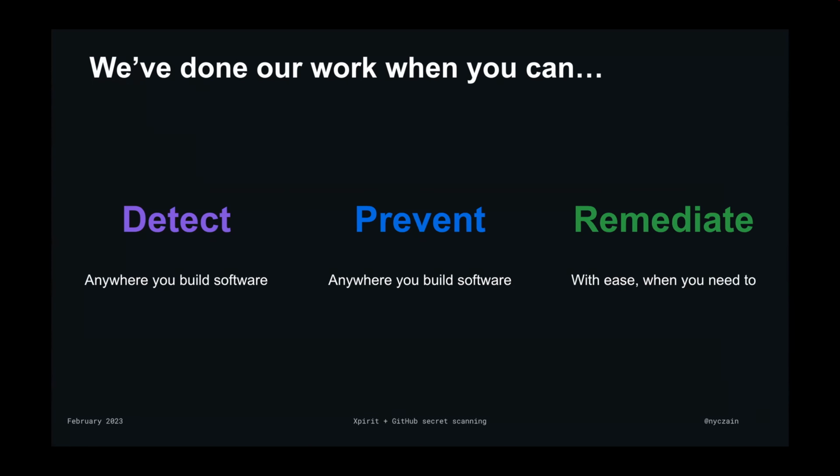So I'm excited, we're excited to increase the awareness of secret scanning with partners like Xpirit. This is a big year for us. We have a lot of big ships on our roadmap. And these are the principles that guide that roadmap: detect, prevent, and remediate. Now I'm going to hand it over to Charlton at Xpirit to run through the demo of secret scanning and push protection.